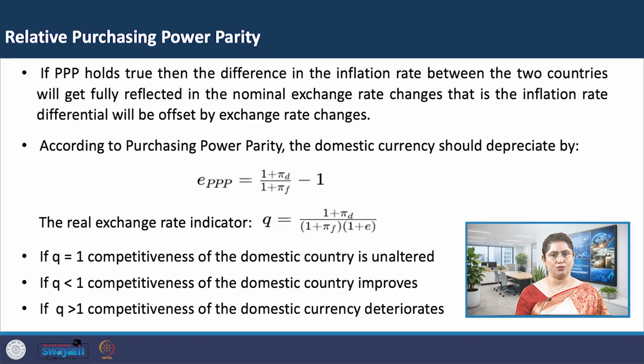If Q is equal to 1, then PPP holds and the competitiveness of the domestic country remains unchanged because the exchange rate has adjusted exactly in line with inflation differences. If Q is less than 1, the domestic currency has depreciated more than required under PPP, making domestic goods cheaper and improving competitiveness. If Q is greater than 1, the domestic currency has depreciated less than required, causing domestic goods to become relatively more expensive and reducing competitiveness.